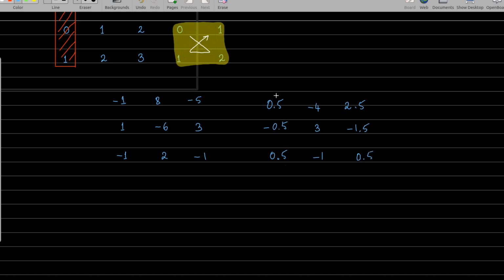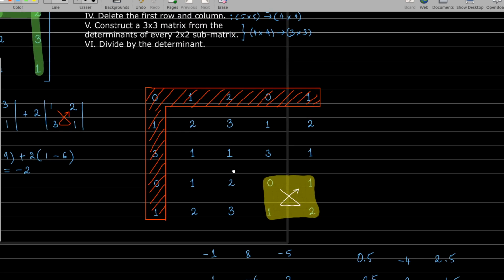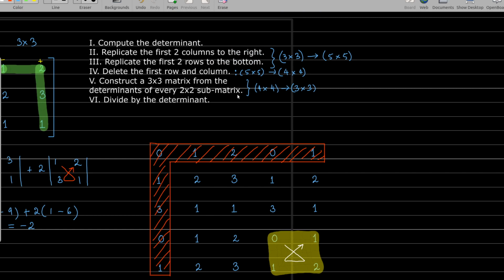I hope I am right. If I've done this correctly, the sign should get reversed. So minus becomes plus, plus becomes minus, minus becomes plus, plus becomes minus, minus goes to plus, plus goes to minus, minus goes to plus again. So this is what we get. Once we have got this, then we go to the last step.